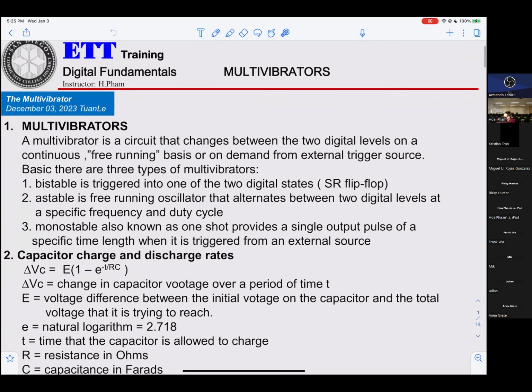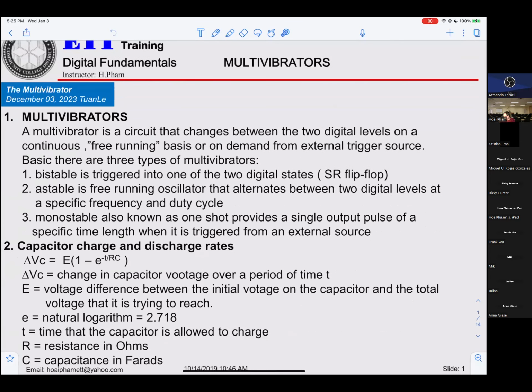t is the time that the capacitor is allowed to charge. R is resistance in ohms and C is capacitance in farads.